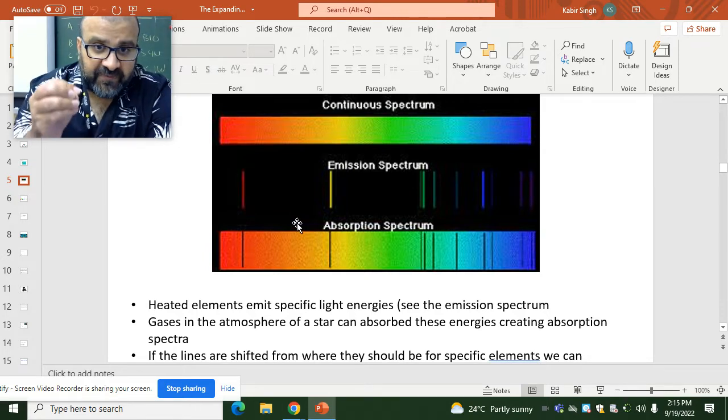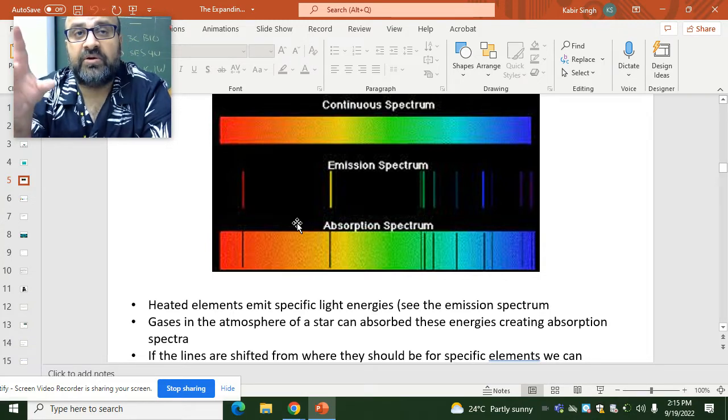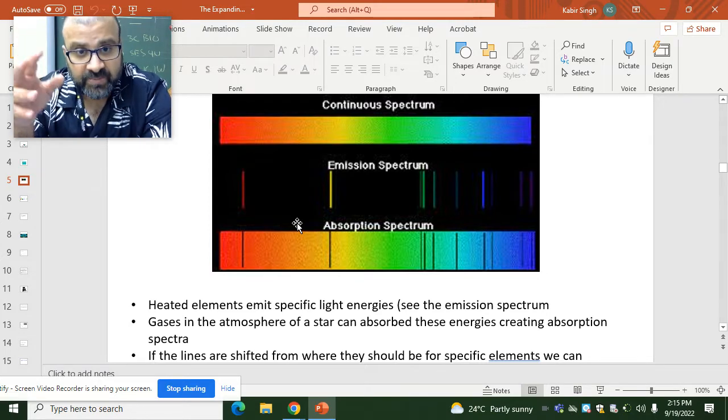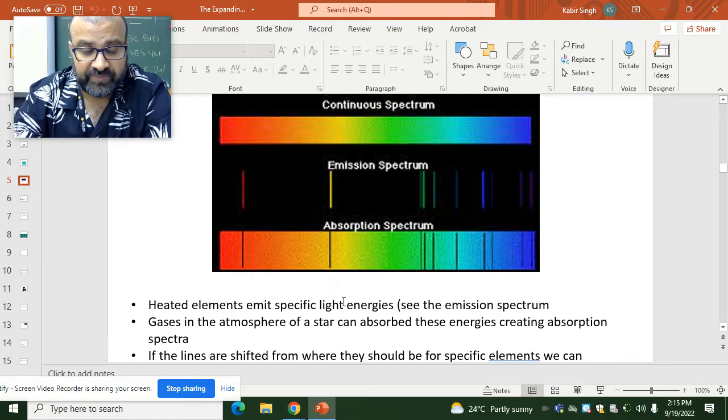So if the light from that heated element is passing through a cooler gas, say in the atmosphere of a star, or it's passing through a cooler gas in a nebula, right? Those energies get absorbed by the cooler gas, and they create the absorption spectrum where we get these lines that are missing from the continuous spectrum.